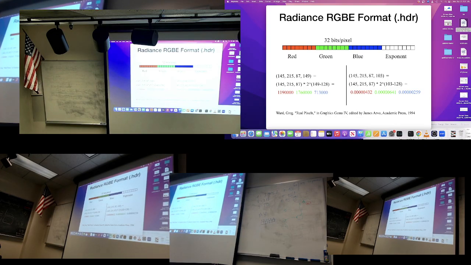So 32 bits per pixel. And alpha is not mentioned. So in this homework, these files, I don't know if the format is happy with alpha. At least in this version, it is not. RGBE, if I remember right, does not allow alpha.